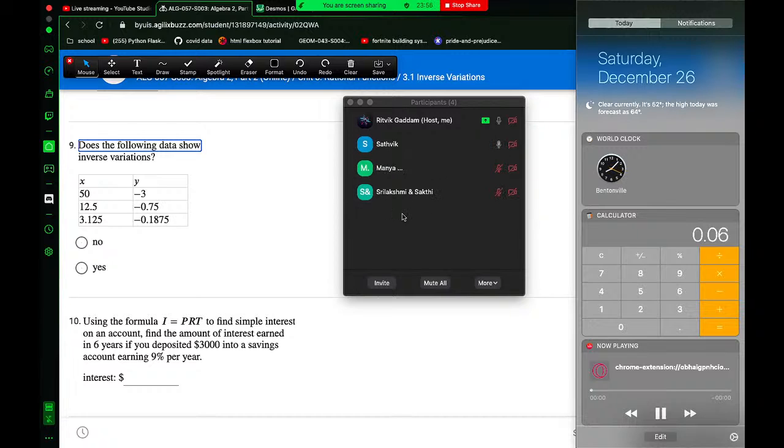Okay. So it's no, right? Yeah, it's not. Does that mean that it's not a linear equation? It is a linear equation, because it's not an inverse variation, it's a direct variation. Okay, makes sense.